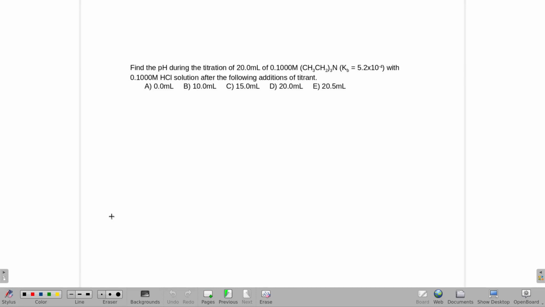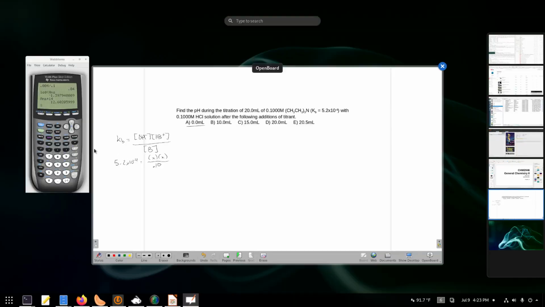Alright, the only one of these that we should be able to recognize right off the bat is easy is when there's no acid added. So when there is no acid added, you are dealing with the pH of just a weak base. So we have Kb, the weak base, is always going to be the OH minus and the HB plus all over the base. And we can just plug stuff in. Our Kb, for A, is 5.2 times 10 to the negative 4th. These are both going to be X because they were created by that stuff dissolving, and this is just 0.1. And we're just going to solve for our X and then turn that into a pH.